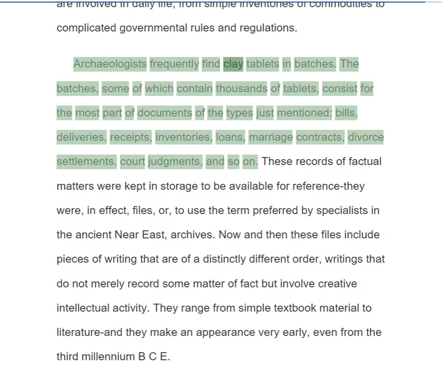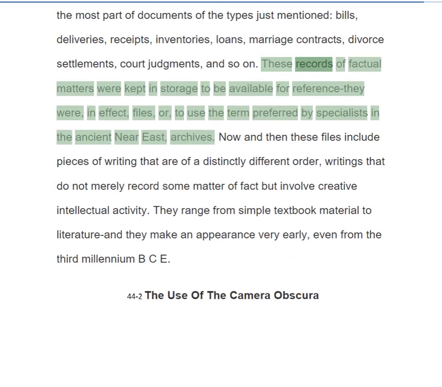Archaeologists frequently find clay tablets in batches. The batches, some of which contain thousands of tablets, consist for the most part of documents of the types just mentioned: bills, deliveries, receipts, inventories, loans, marriage contracts, divorce settlements, court judgments, and so on. These records of factual matters were kept in storage to be available for reference. They were, in effect, files, or, to use the term preferred by specialists in the ancient Near East, archives.